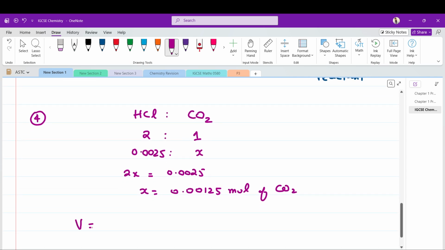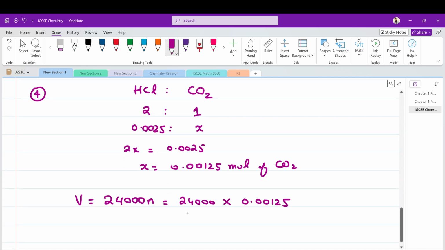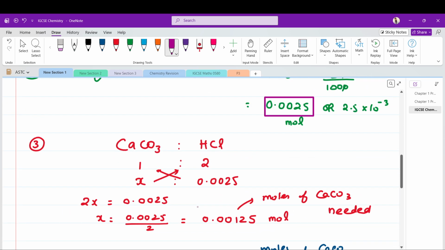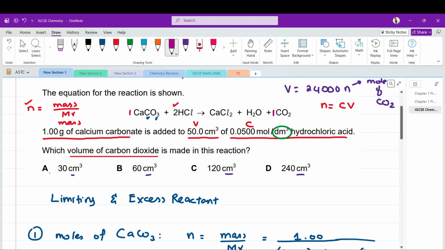Now remember the formula that we use for volume of gas, that was 24,000 times n. So that is going to be 24,000 multiplied by 0.00125, and let me grab my calculator. So we have 24,000 times 0.00125, that gives us 30 cubic centimeters. Let's look at the options. So that will be option A.